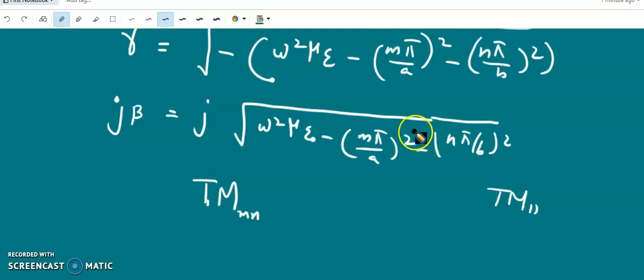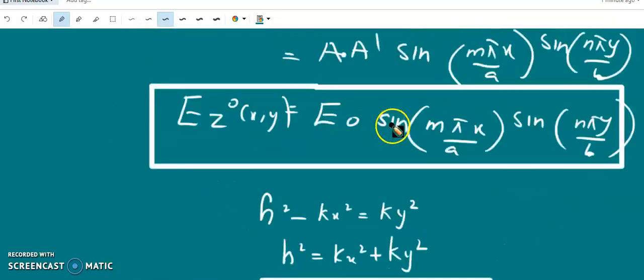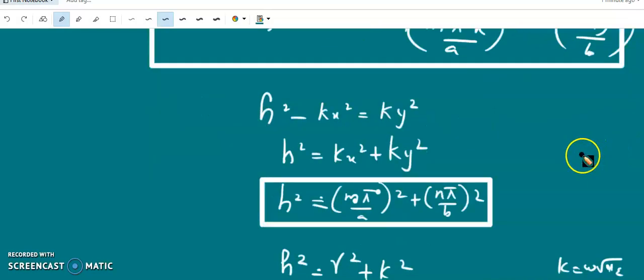And we know that m is there in the expression E0 sin m pi x by a, and n is there in sin n pi y by b. So when m is 1 along x direction, the wave is like this, 1.